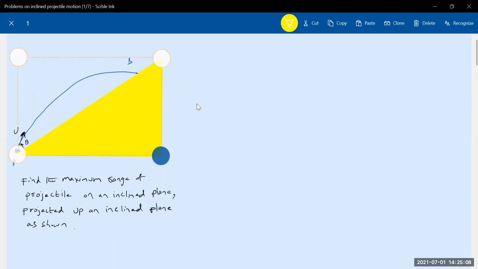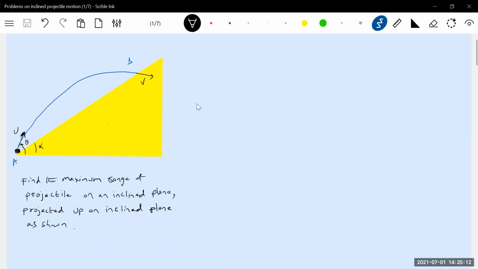A projectile is projected from the point A with a speed u at an angle theta with horizontal. Look at this theta, measured with respect to horizontal. Alpha is the angle of inclination. This is the inclined plane. Find the maximum range of the projectile on an inclined plane, projected up the inclined plane as shown. It is asking for the expression for maximum range.